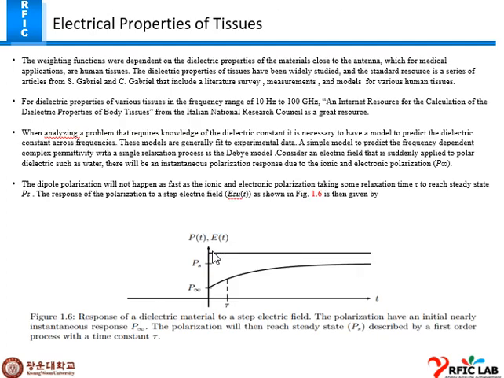Electrical properties of tissue. The weighting function is dependent on the dielectric properties of the material close to the antenna, which for medical applications are human tissues. The dielectric properties of tissues have been widely studied. The standard resource is a series of articles by Gabriel and Gabriel that include a literature survey, measurements, and models of various human tissues.